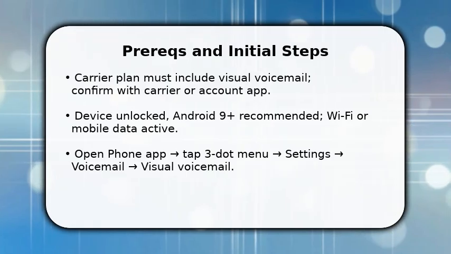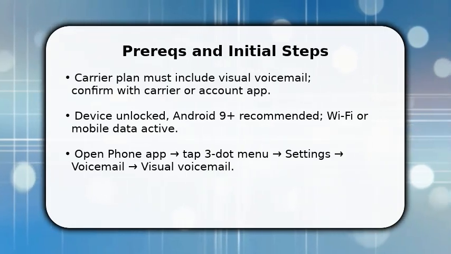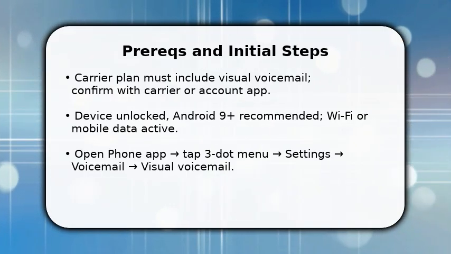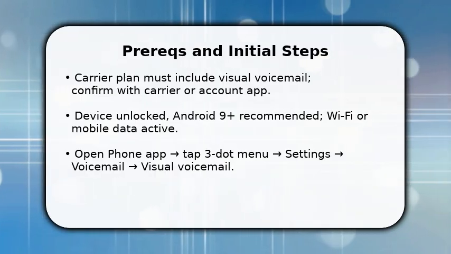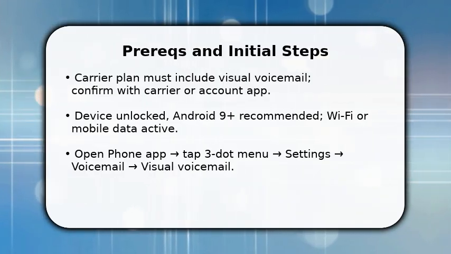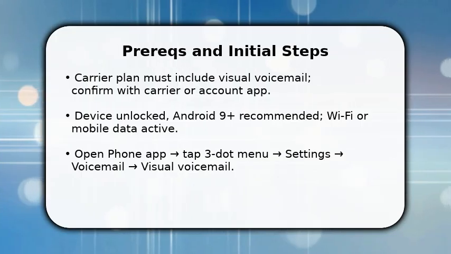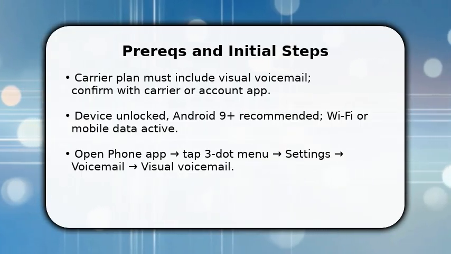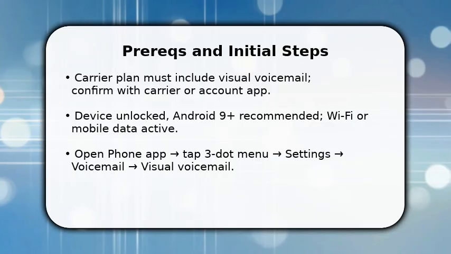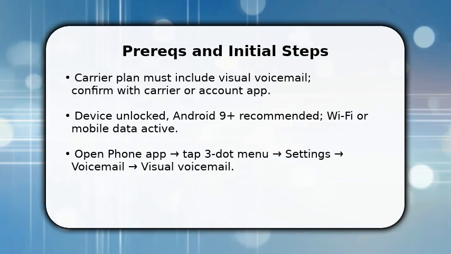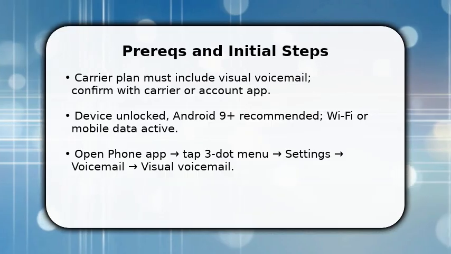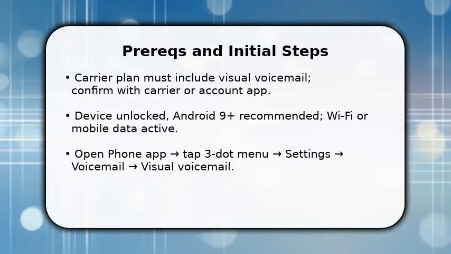Enjoy the video. You start by confirming prerequisites. Your carrier supports visual voicemail and your plan includes it. Once done, make sure your Android 9 or newer device is unlocked and connected to Wi-Fi or mobile data. Now open the phone app, tap the three-dot menu, then Settings, Voicemail, and tap Visual Voicemail. This begins registration with your carrier.